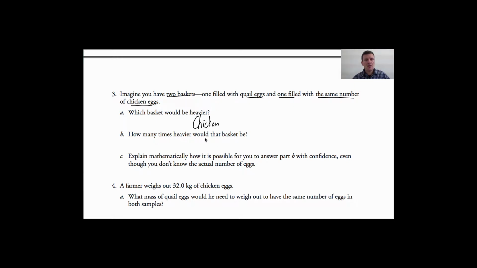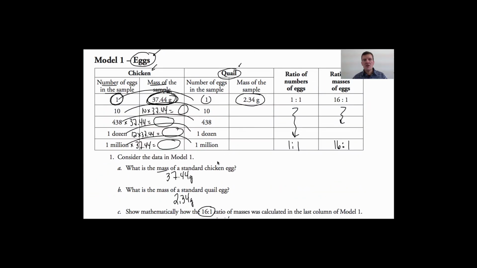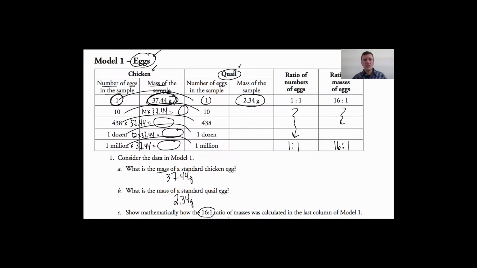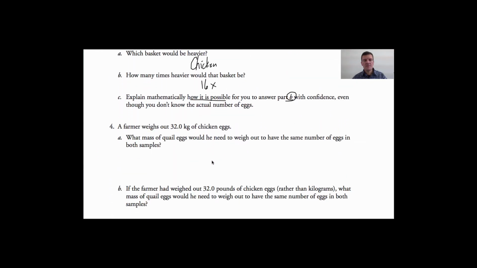How many times heavier would that basket be? Well, it's going to be 16 times heavier because the masses are in a ratio of 16-to-1. And how is it possible for you to answer part B with confidence even though you don't know the exact number of eggs? Because you always know the chicken and the quail eggs, the masses are always in a ratio of 16-to-1. Okay? Looking at the ratio of masses.